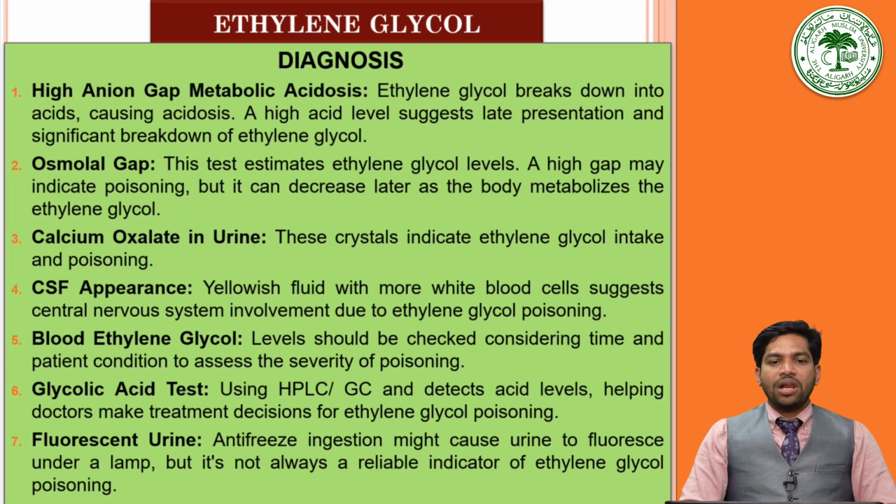Blood ethylene glycol levels should be checked considering time and the patient's condition to assess the severity of the poisoning. Then the glycolic acid test is done using HPLC and gas chromatography, and detects the acid level, helping doctors to make the treatment decision for the ethylene glycol poisoning.